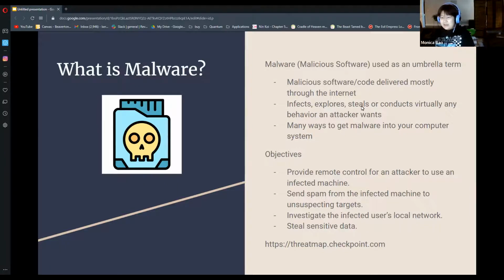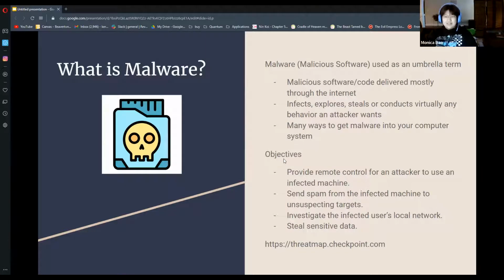So as anything that works on a computer, it is programmable. And that makes it very flexible to what the attacker wants and how it gets in there. And then there's many ways to get malware into your system. So like I mentioned before, since it's something programmable, maybe it's a backdoor, maybe it's a keylogger, and we'll get into these things later on.